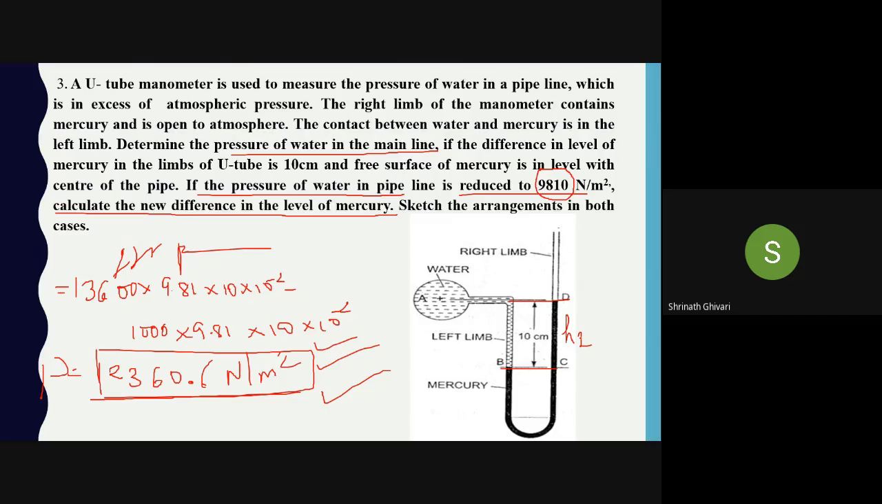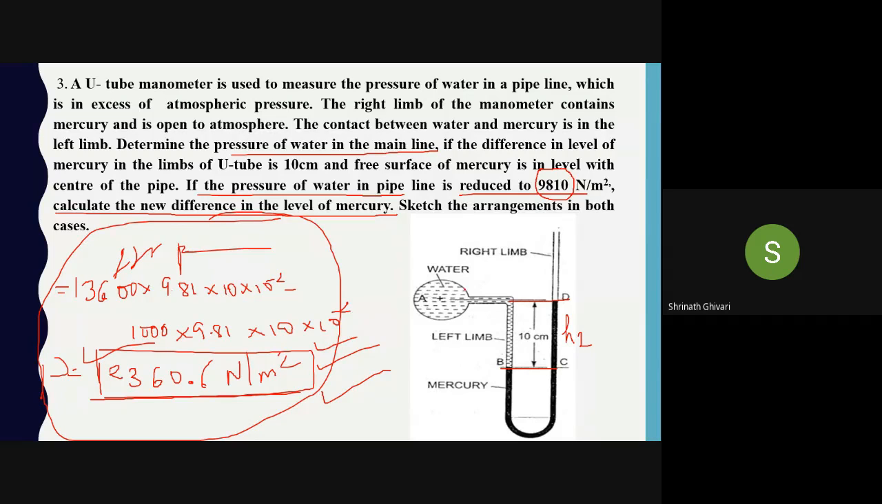Understand this problem. It is very important from the exam point of view. Okay. You understood this part? Now we have got this pressure. First part of the problem is over. The other part of the problem is there. He is telling that I will reduce the pressure of water in this. What will happen to the new level of the mercury?